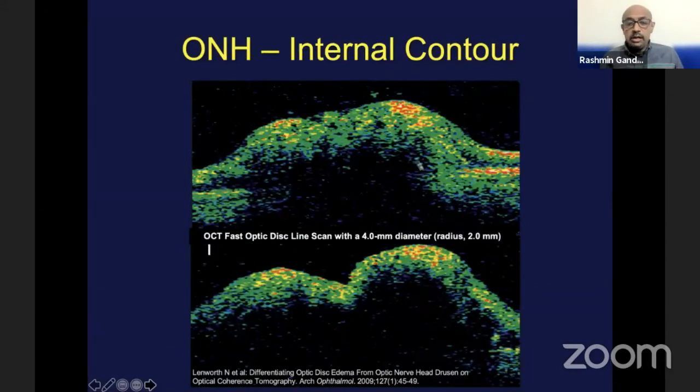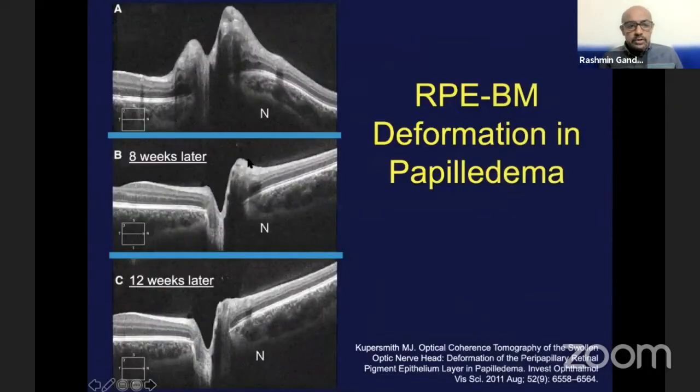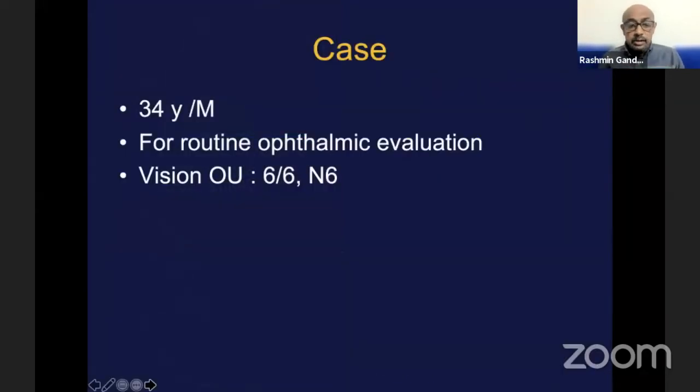The other important use of OCT is to differentiate between a true disc edema and a pseudo disc edema like drusen. With drusen, the internal contour of the disc will be lumpy, bumpy, while a true disc edema will have a smooth contour, which again is a reflection of papilledema causing a disruption of RPE and Bruch's membrane.